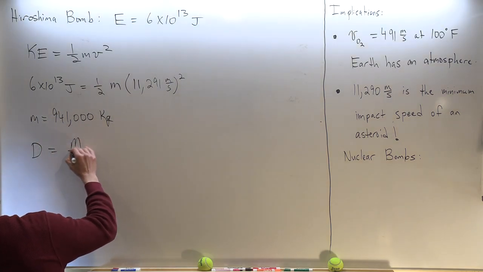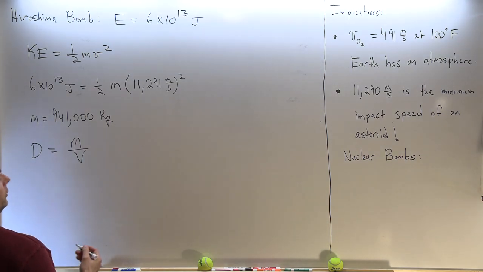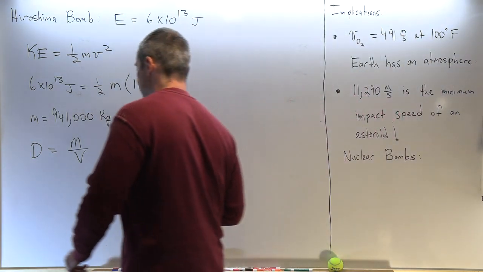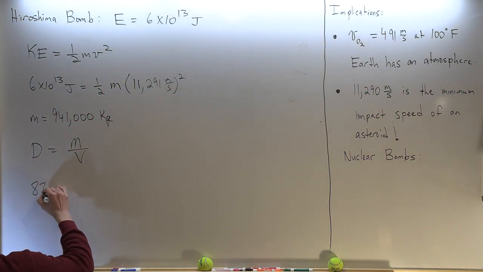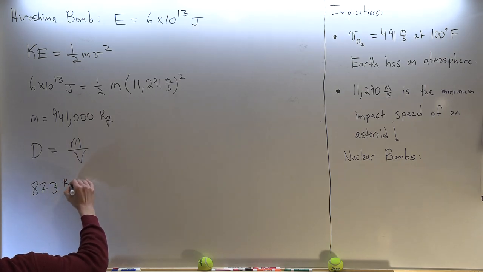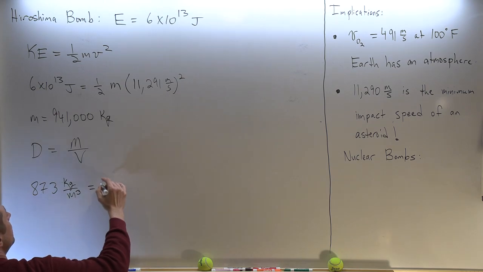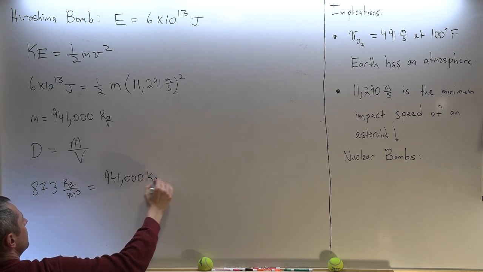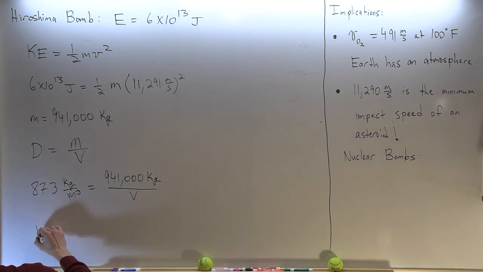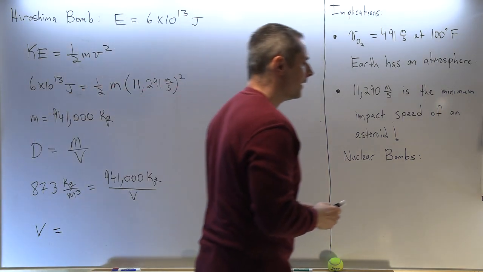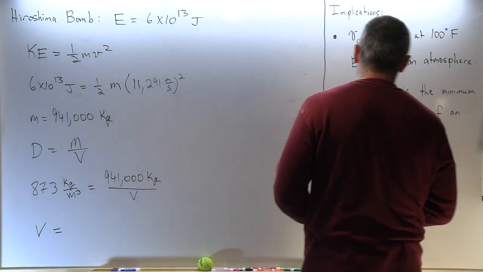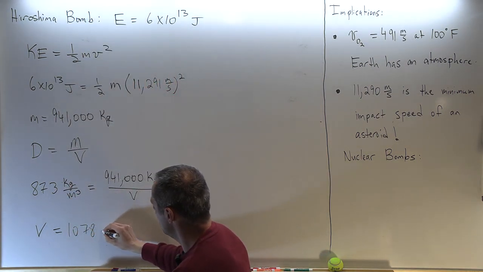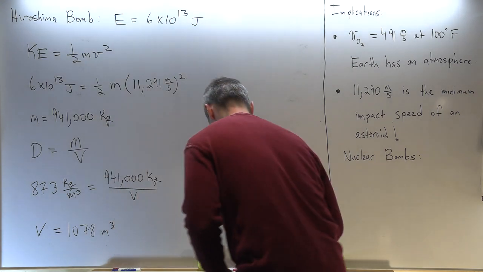D equals mass over volume, you learned earlier in a science course. The density of iron, oops, I forgot it, is 7873 kilograms per meter cubed. So we have 941,000 kilograms over the volume. And we could do a little algebra there. And that comes out to be 1,078 meters cubed.